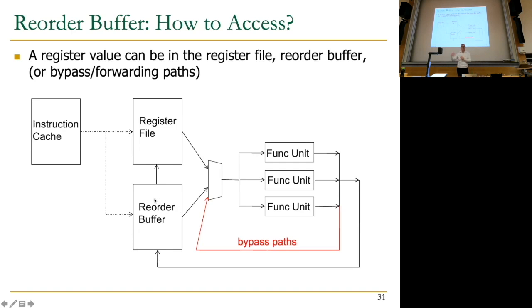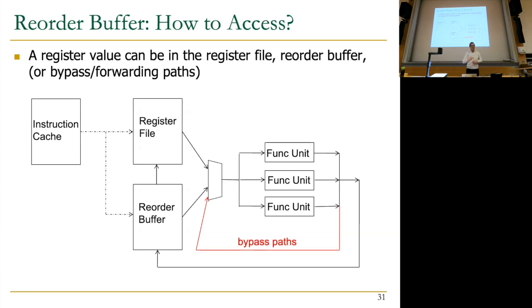It is not retired yet, but the value is available. So this instruction should be able to get it. Or it could be in the bypass path, which is very similar to the pipelining bypass path, or forwarding paths, that we have seen last time. I'm going to ignore the bypass path for now, but you really need it for higher performance also. But the fundamental operational principles of forwarding paths don't change based on the reorder buffer.